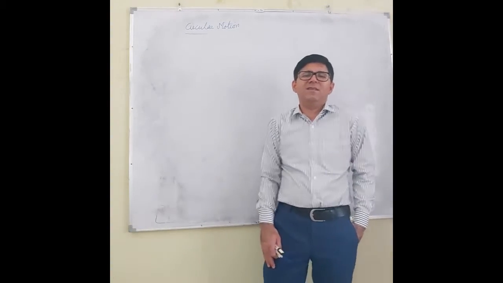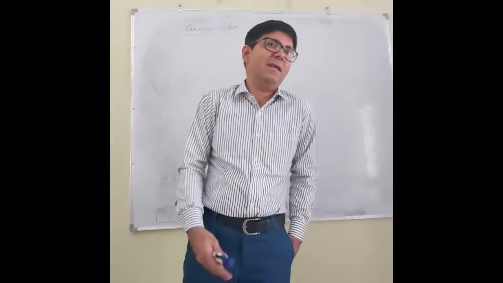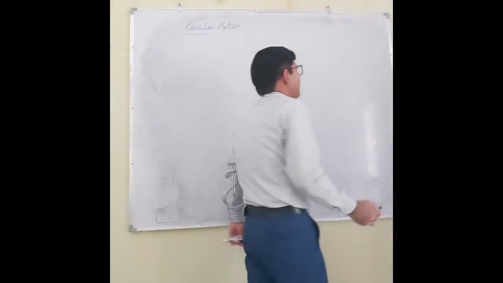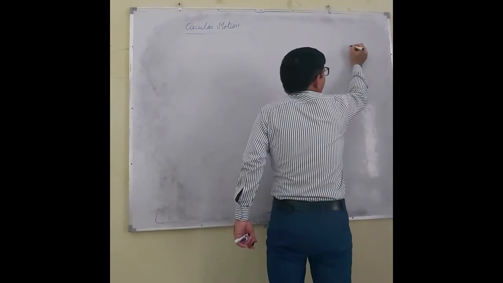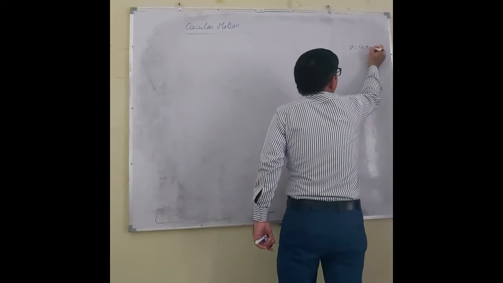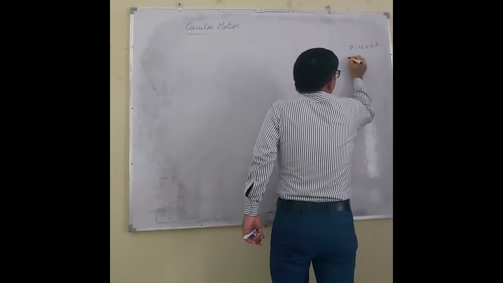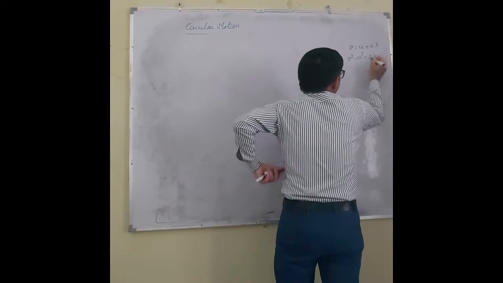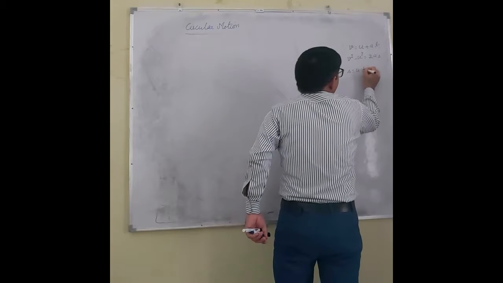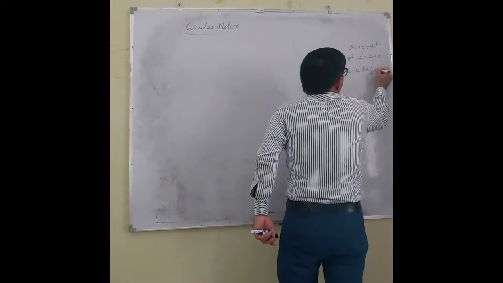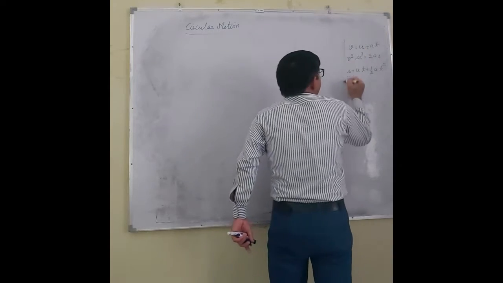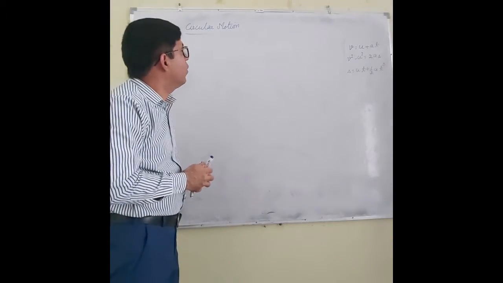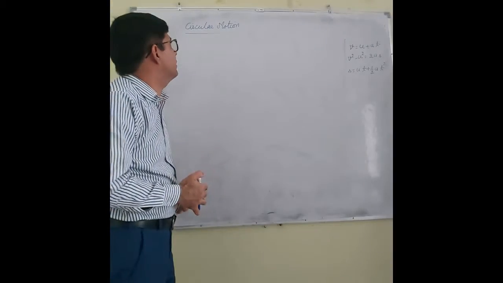Last time we discussed a very important concept, that is equations of motion by graphical method, and we obtained these equations of motion. v equals u plus at, v square minus u square equals 2as, s equals ut plus half at square. So these are the results that we got from the equations of motion.